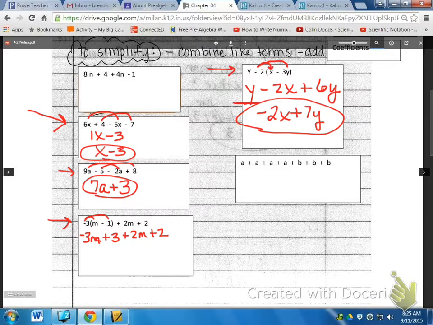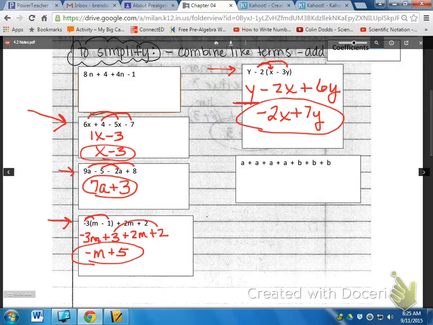Negative 5m. Well, I have negative 3, but I gain 2. So negative 1m. I'm going to put just negative m. Okay, and then what about 3 plus 2? Plus 5. Negative m plus 5. There you go. Alrighty.